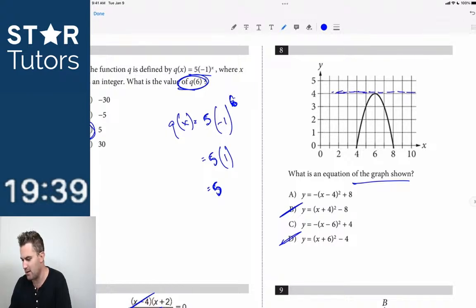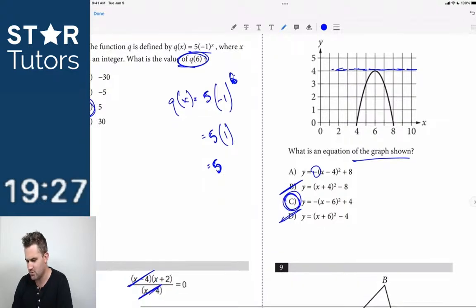We have an absolute maximum here. So when you flip, it means that there's going to be a negative sign out there. And it goes up to 4, right? It's a vertical shift of 4. So I think it's just C. That's a pretty straightforward problem too.